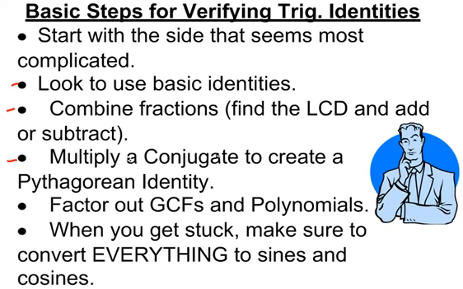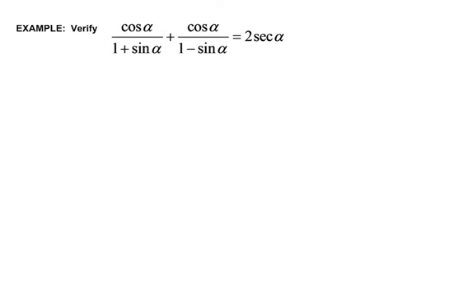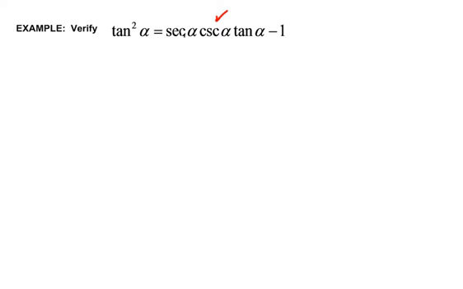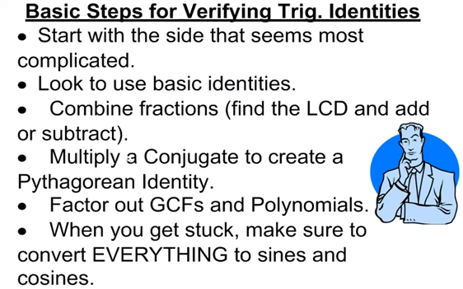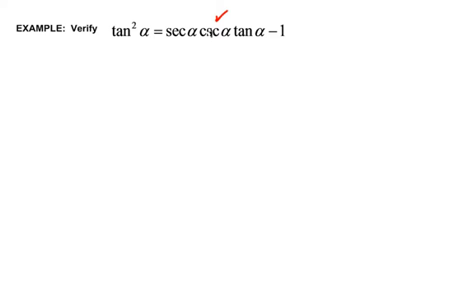Factor out GCFs and polynomials. If you look at this one, there's no GCFs really in this list of factors. They're just all being multiplied together. It would be nice if we could factor something out, but unfortunately that doesn't really work as it is. So we're going to continue on down the line. We're going to change everything to being in terms of sines and cosines and see what that gets us. As we do that, we'll convert our secant of alpha.